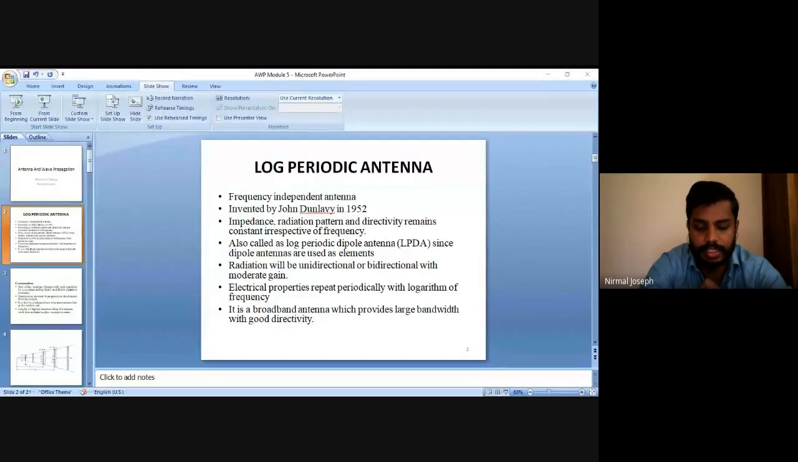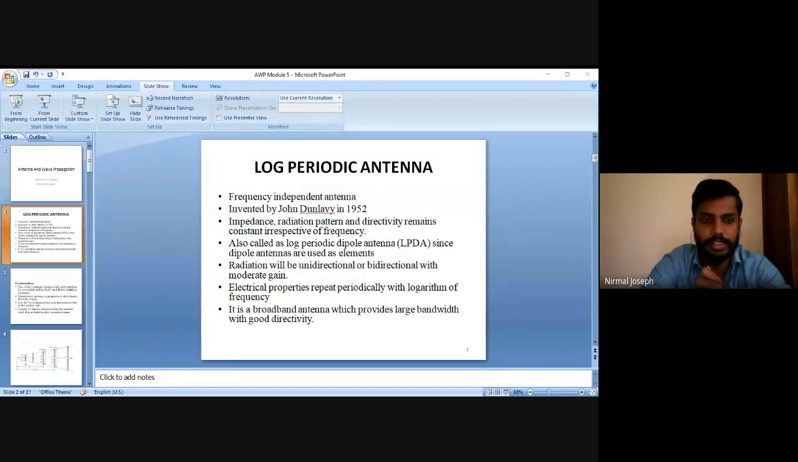As you all know, Module 5 is about different types of antennas. Just a few types of antennas we are going to see in this module: log periodic antenna, helical antenna, smart antenna, and antenna for mobile and radio communications. These are the main topics we have to study in this module.